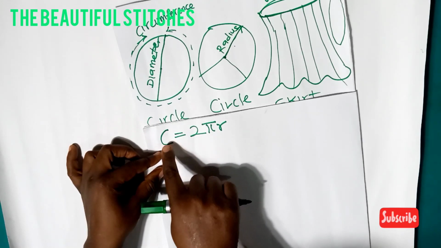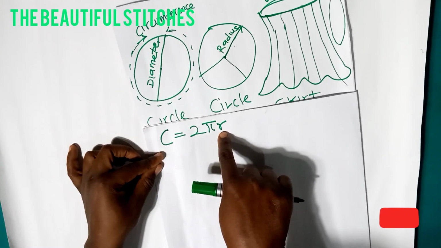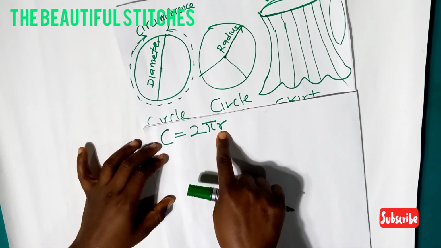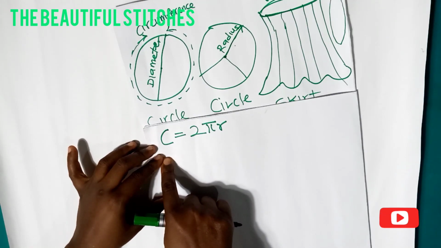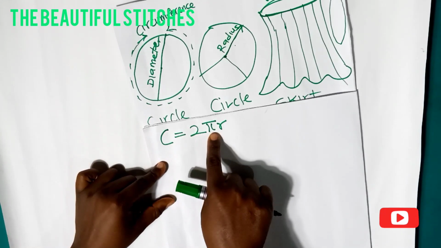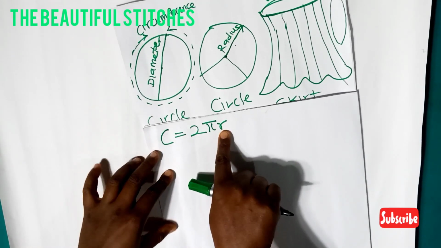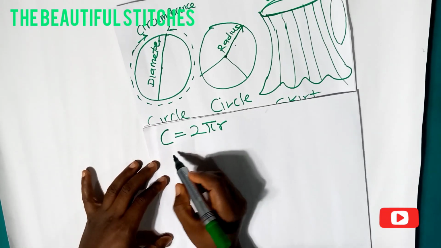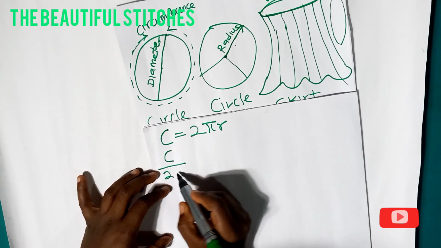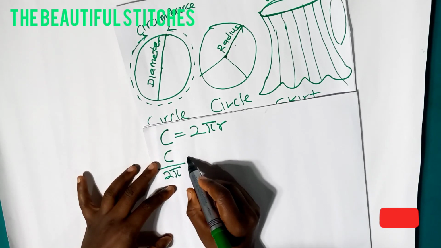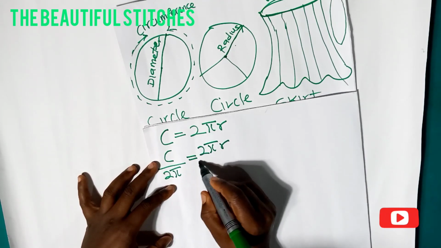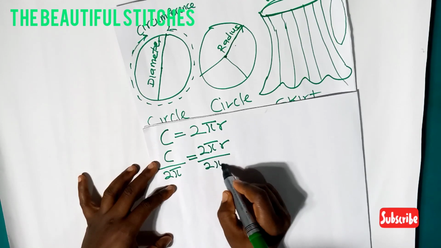So the circumference here now is not what we are looking for. We are looking for the radius of the circle. So we have to make this the subject of this formula, bringing it to this side of the paper. But for us to do it, we have to divide the whole of this formula by 2 pi for us to get this as the subject of the formula. Okay, so let's do it here. We'll do circumference over 2 pi, okay, equals to 2 pi radius all over 2 pi.